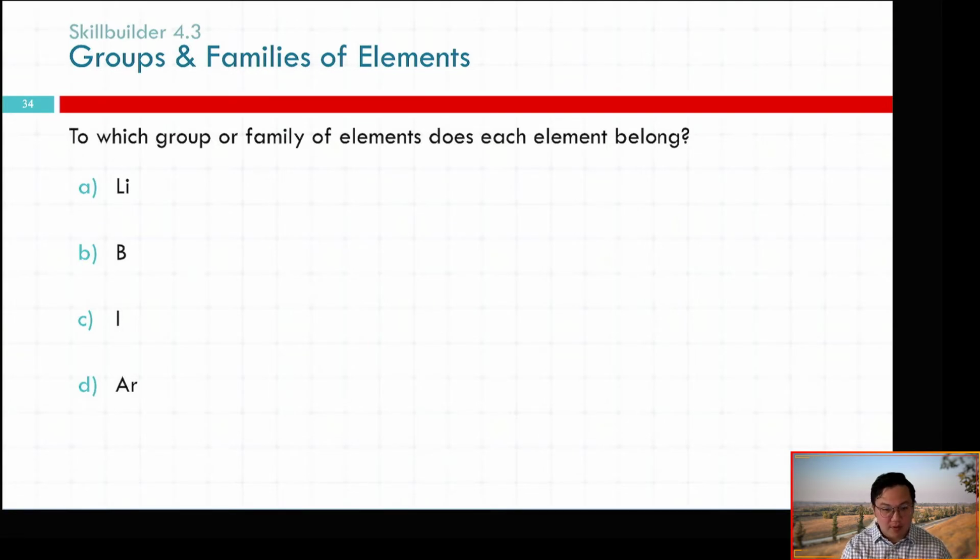Okay, so Skillbuilder 4.3. We have another poll. So go ahead and take a look at these elements here and write down which group they're a part of. I listed all of these as groups using the A, so 1A, 2A, 5A. Go ahead and find them in each column. And again, here you can kind of shorten your work, because it's multiple choice. So you can check 1A, 2A, 5A, 7A, 8A for lithium and eliminate your options there instead of checking the entire periodic table.